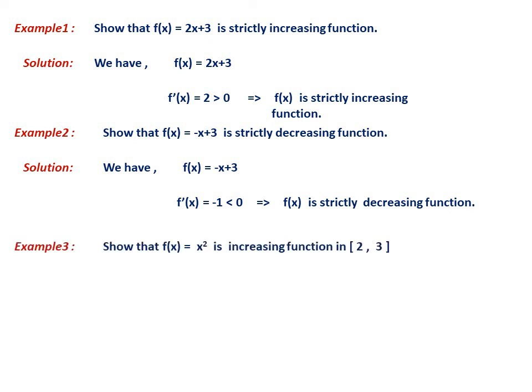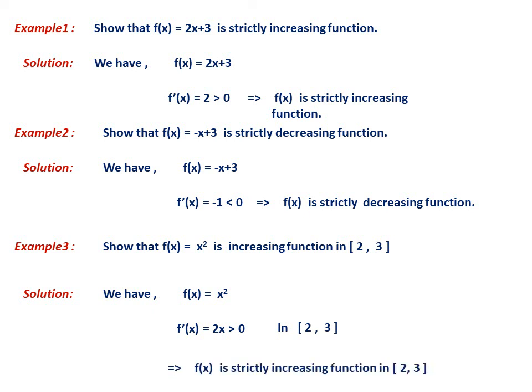So this is the next example. Show that f of x equal to x square is increasing function, very important, in the interval 2 to 3. Now we have f of x equal to x square, therefore f dash x equal to 2x. But now 2x is positive because the given interval is 2 to 3. So in 2, 3, therefore by definition it is increasing function. So it is strictly increasing because it is not even 0. So this is the third example.